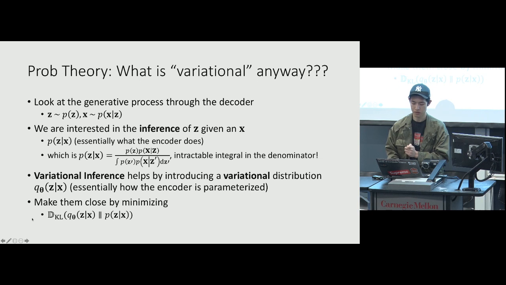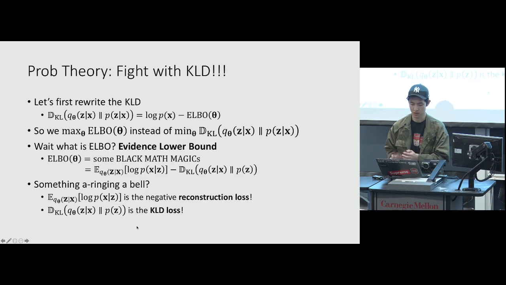So the common thing is that we want to make them close by minimizing the KLD of this variational distribution q theta and also the true p here. It is somewhere, but we just cannot calculate it. So good. How could we approach this? Let's first rewrite the KLD here. We could rewrite it to the log of the marginal of x minus an ELBO here. So what is the ELBO here? It's actually an evidence lower bound.